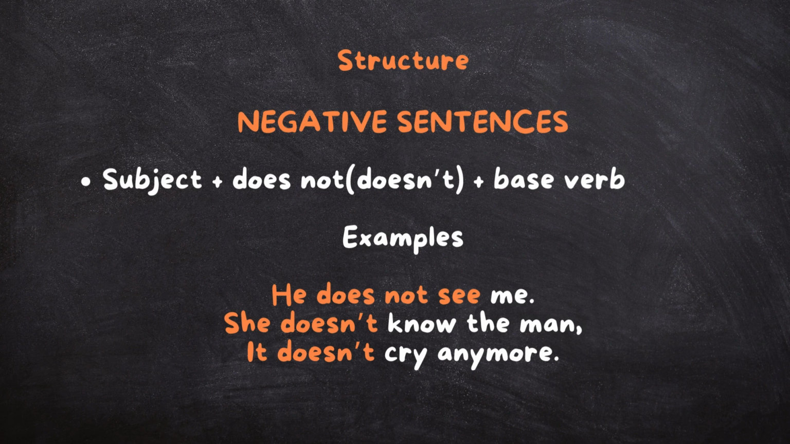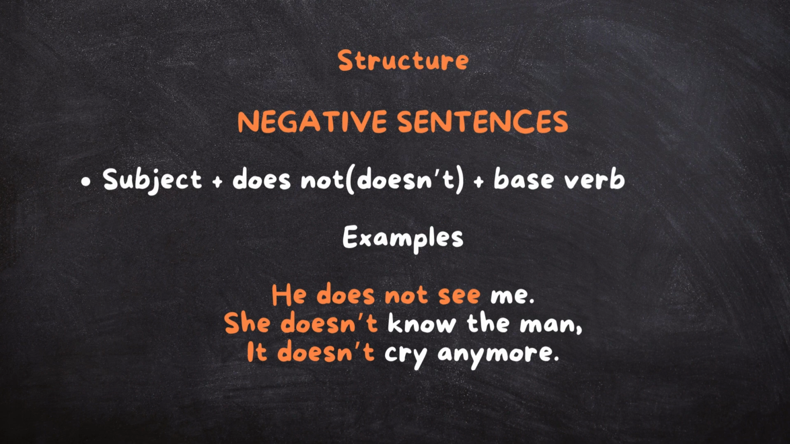Now, in the negative way, we use the subject plus does not, which is the long form of doesn't, and the base verb. Remember, in the negative, we don't add an s or es to the base form of the verb. We just use it just as it is. What we do instead is we add doesn't or does not before the verb. So subject plus does not or doesn't plus the base form of the verb without adding any s or es to it.